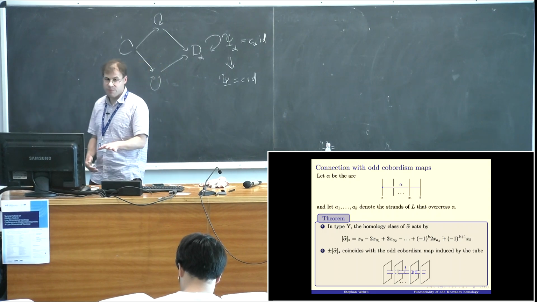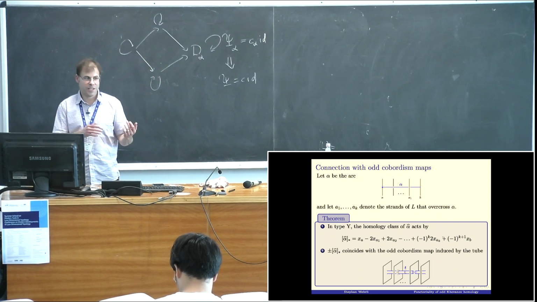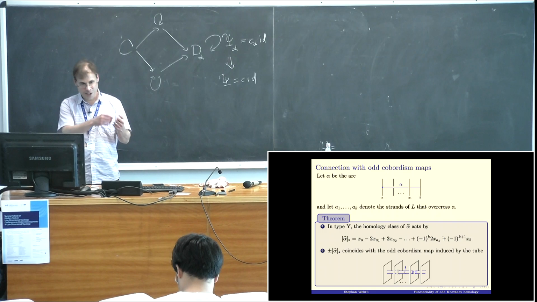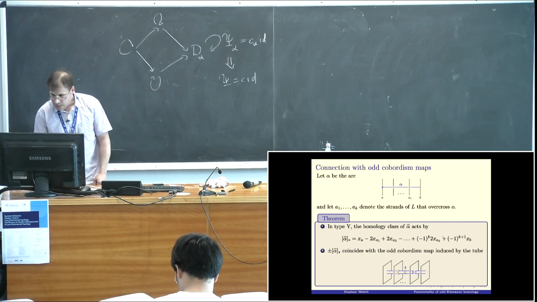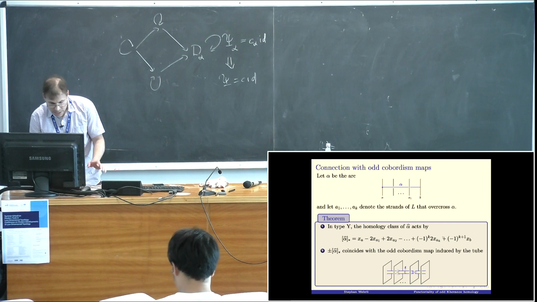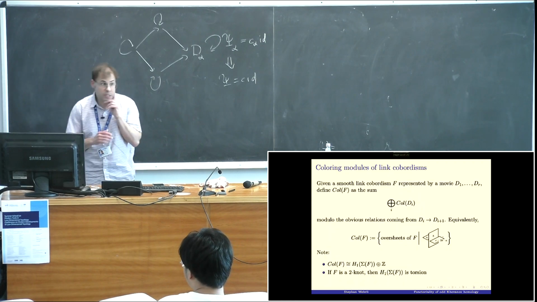And this is in type Y. In type X, it would kind of be the other way around. So in type X, the undercrossing tubes induce simple maps. And then, so let's see. There's another slightly different connection with cobordism maps.